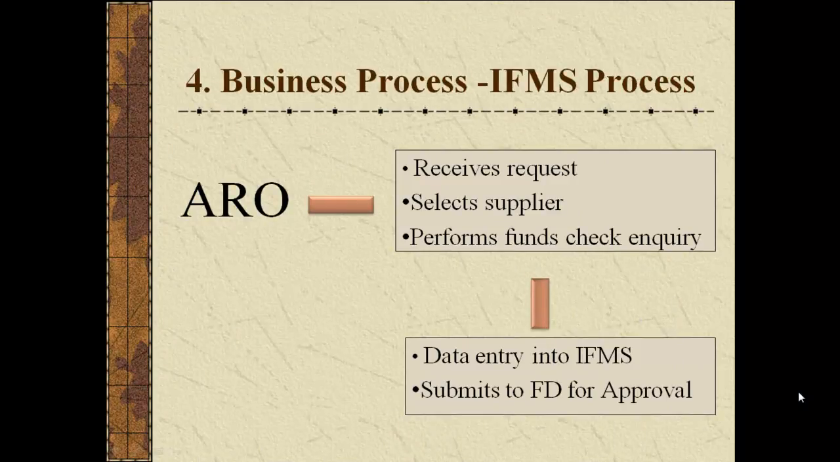In the IFMS, the ARO receives the request and selects the supplier. The ARO then goes into the system to perform a funds check inquiry. Data is entered into the IFMS, then the ARO submits it to the FD for approval. We will now log into the IFMS as the ARO and raise a requisition.